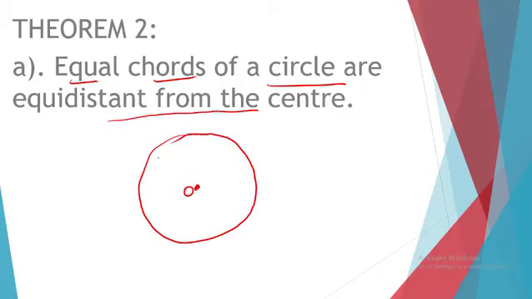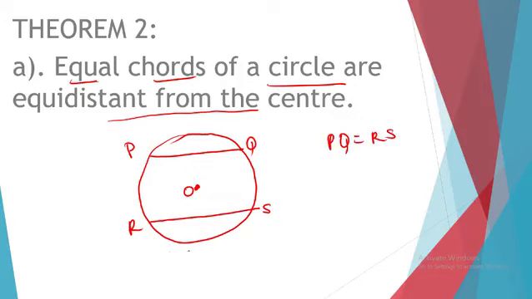And then we'll have a first chord, and a second chord. Let's call this RS, and take this to be PQ. Now I said equal chords of a circle are equidistant from the center. These are equal chords. PQ is equal to what? RS, because they are equal chords.